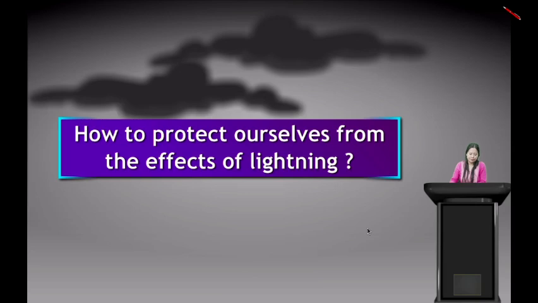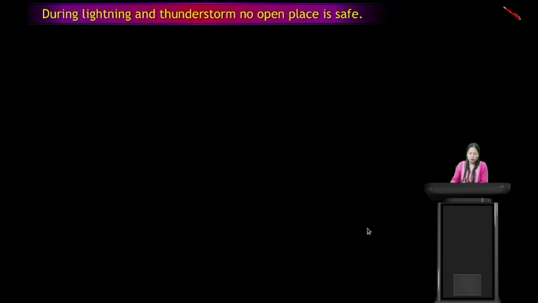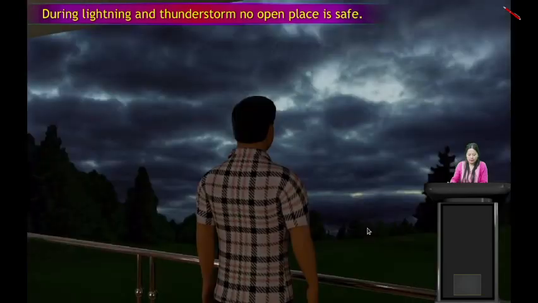Now, so far we have discussed why this lightning occurs and why we hear sound during lightning. We have also seen the effects of lightning. So the next question we will discuss is how to protect ourselves from the effects of lightning. So let us see. During lightning and thunderstorm, no open place is safe.